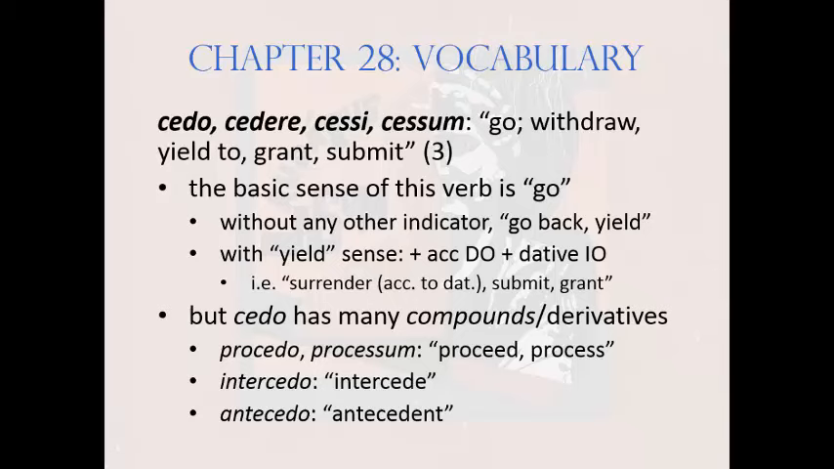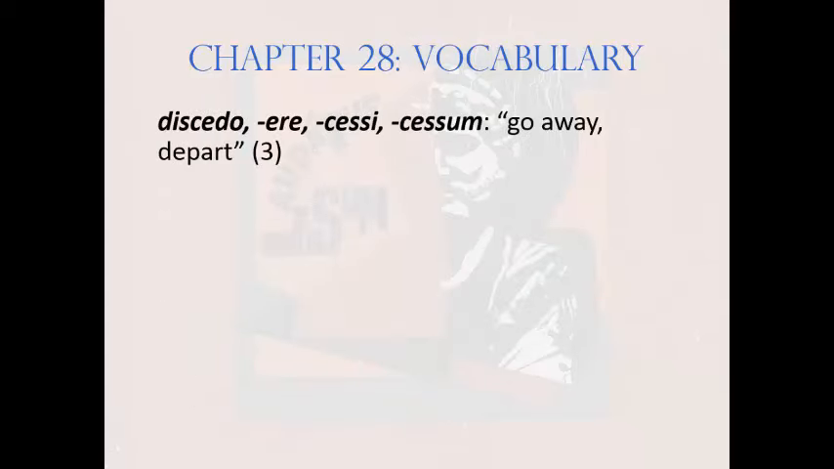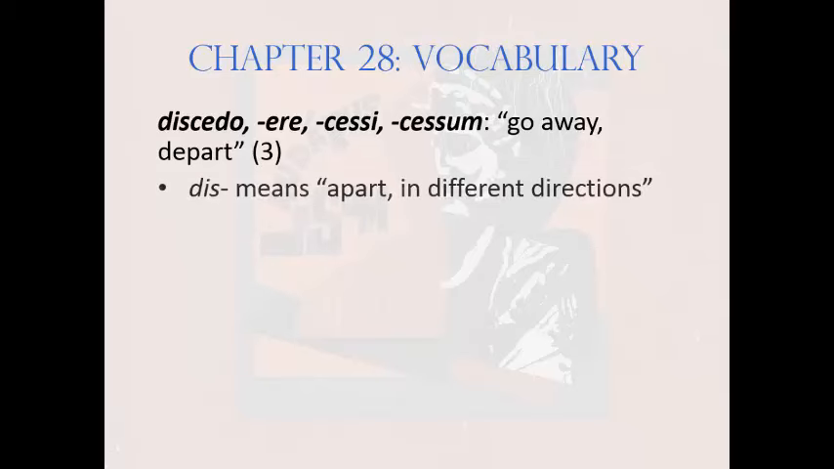Cedite et discite, o discipuli. And here's one of Cato's most important compounds. Discedo, discedere, discessi, discessum, meaning go away or depart. It's third conjugation, of course, like its parent verb. The prefix dis conveys a sense of apart, in different directions.